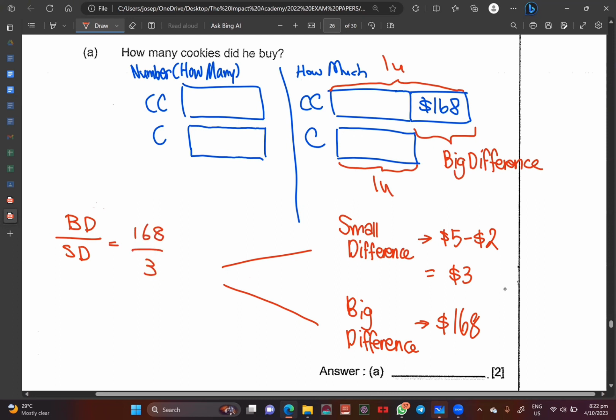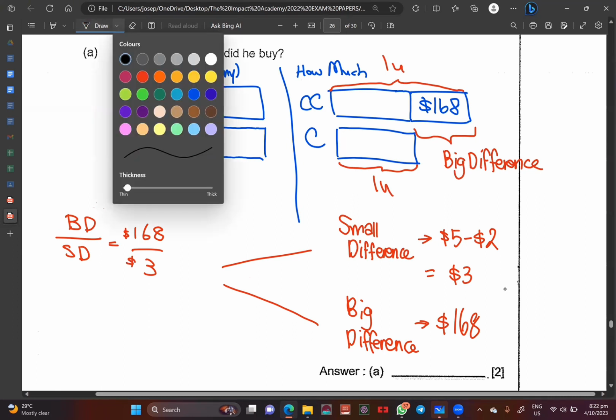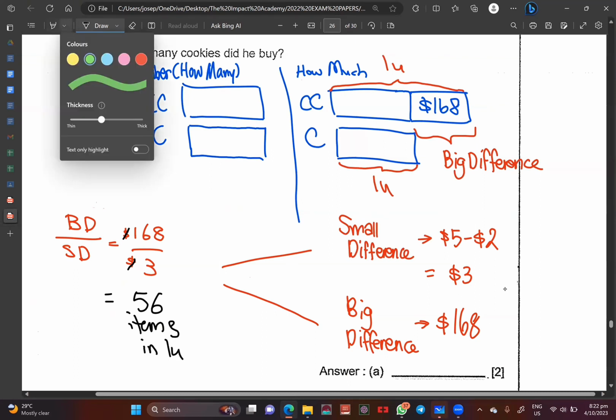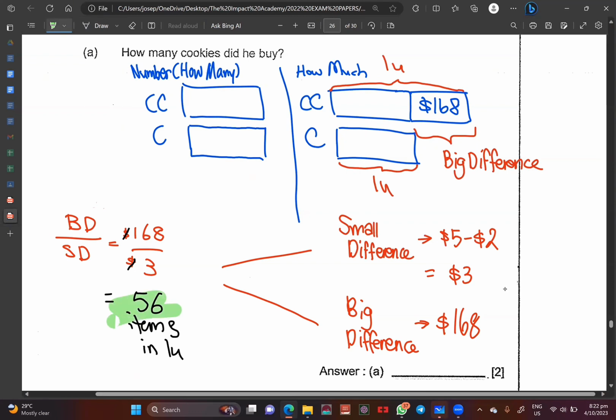Make sense or don't make sense? Okay, why am I doing this? Because later I'll show it to you. Now 168 is dollar, right? Dollar and dollar, correct or not? When I divide 168 and 3, when I cancel and cancel, I will get an answer of 56. Now, what exactly is this 56? This 56 is 56 items or whatever you want to call it, in 1 unit. This is like my Mr. Green Man. Am I making sense here?